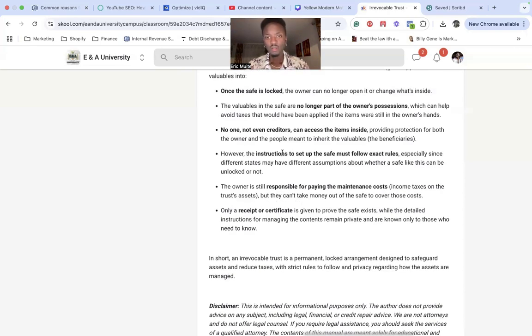right? So the instructions to set up the safe must follow exact rules, right? Especially since different states may have different assumptions about whether a safe like this can be unlocked or not, right? So it also can depend on the state, but most irrevocable trusts you just can't touch. And I don't know which states allow it, but I know most of them don't. The owner is still responsible for paying the maintenance costs. So, depending on really what you have in there, like some people don't really have much. They can have some savings accounts or even a house.